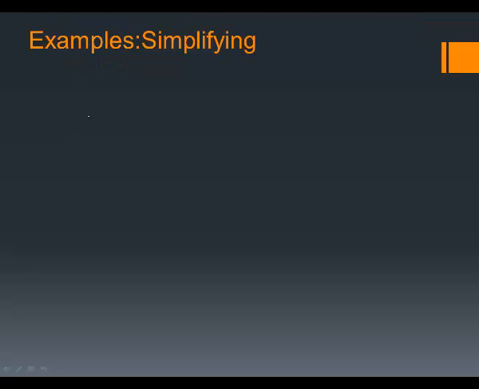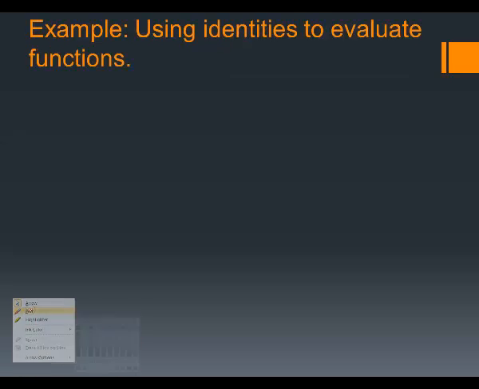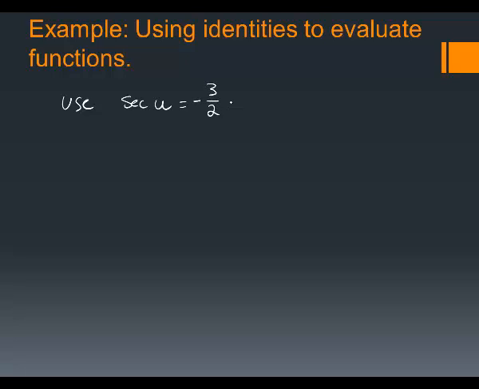Let's start with, oops. Nope, we're not going to go there. We're going back. Grab a pen. Change my color. And let's begin. So your problem is, use secant u set equal to negative 3/2 and the fact that tangent u is greater than 0 to find all 6 trig functions.